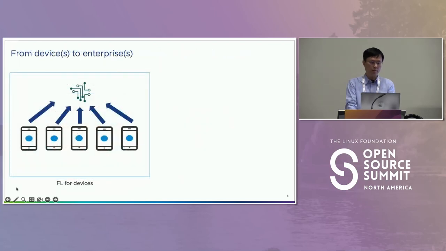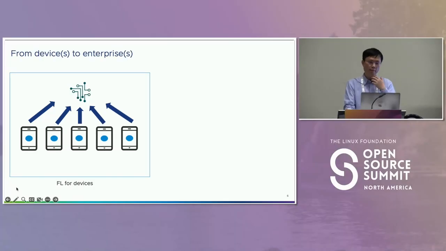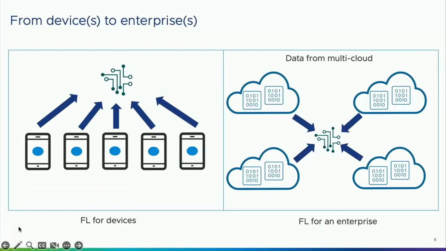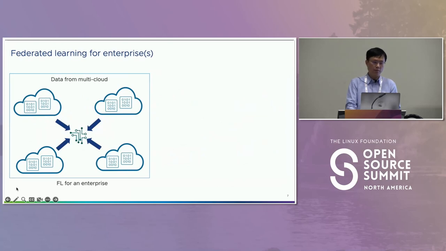As I talked about just now, federated learning was originally designed for devices distributed everywhere, so that they can provide local data to train a global model. Later on, this technique has been used in enterprises, in data centers, or multiple clouds, utilizing the data in different clouds, locations and places. Hence, federated learning can also be used in an enterprise setup.